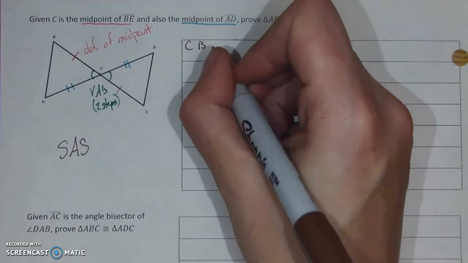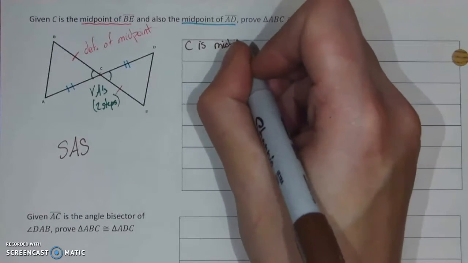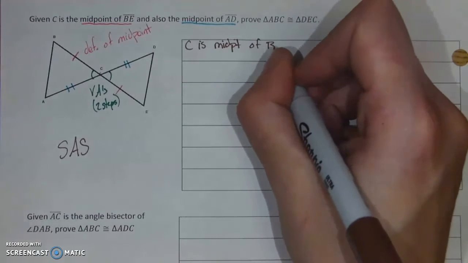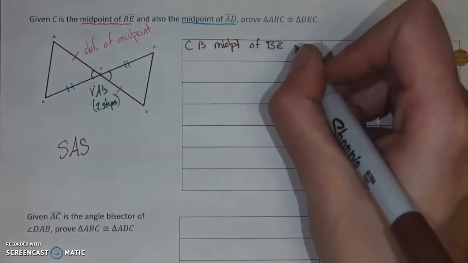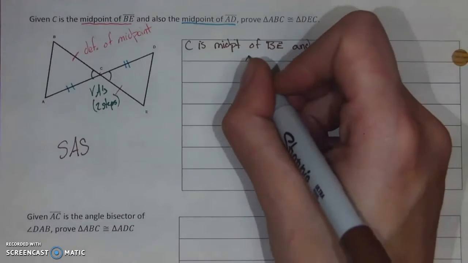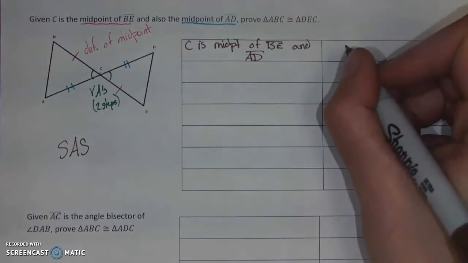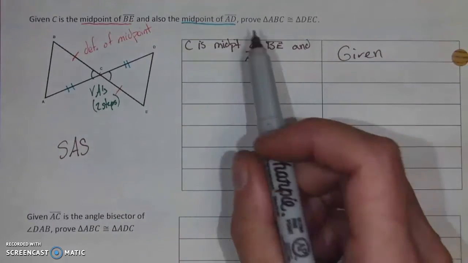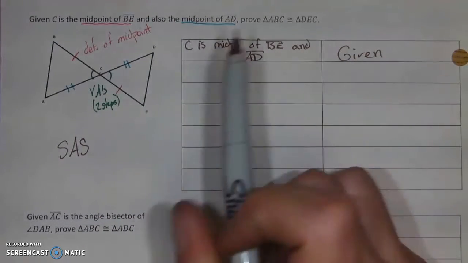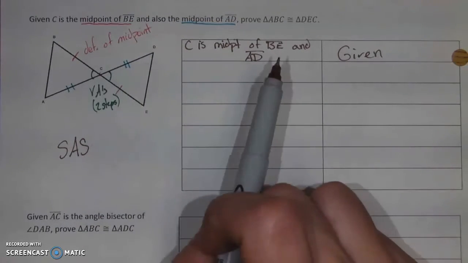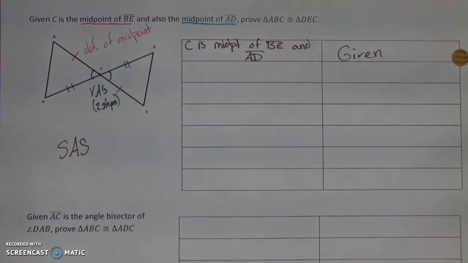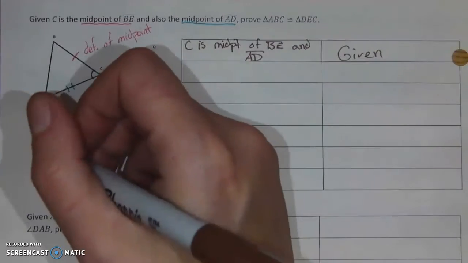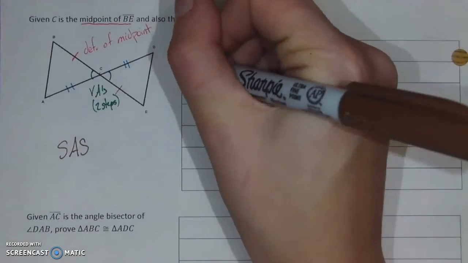C is the midpoint of BE, the line segment, and AD, the line segment. And those are given pieces of information. So I've taken care of my givens on my chart. And don't forget this step. A lot of times we're in such a hurry to prove all our other things that we forget the foundation on which we stand. Also true to life. But let's worry about these sides.